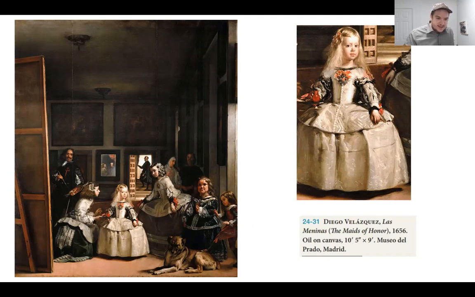So you have Velázquez himself, standing in front of this canvas, and then you have Princess Margarita, two of her maids in waiting, which would be this one and this one. Then you have her favorite dwarves, these two people, and then a dog, and then this woman in mourning here, and her male escort, her buddy, and then you have this chamberlain in the doorway back here.